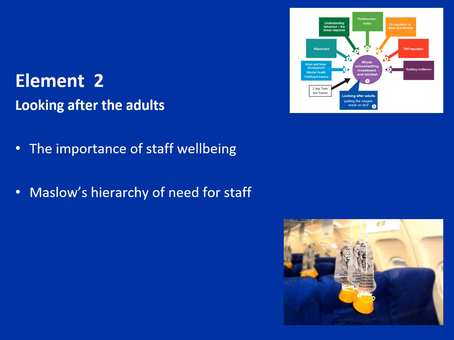Element 2, Looking After the Adults. In this element, we will explore the importance of staff wellbeing and apply Maslow's hierarchy of need to adults. We need to think at the beginning of this journey about the adults and making sure that they have the support in place they need to look after others, whether that is a child or young person or other adults.